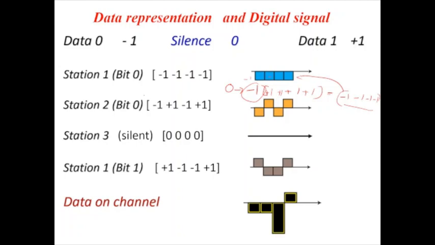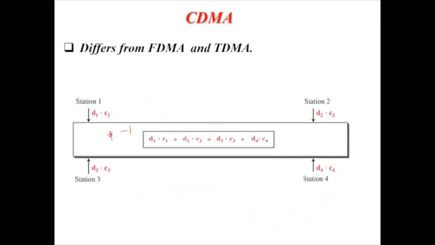When it comes to representing a silent state, all the bits are 0, so it is simply no signal. To represent plus 1, it again goes with the chip sequence that the station is assigned. Based on that, the outcome is this way. Whatever each station transmits, in the end it all gets added on the channel.